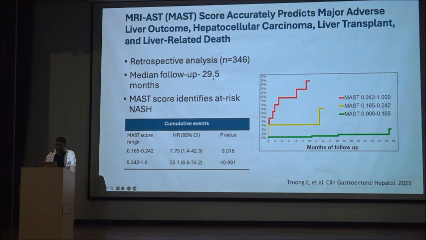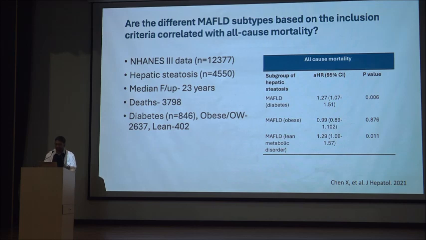In this retrospective analysis of 346 patients with median follow-up of up to 29 months, based on the previous study, they have categorized the MAST score range of less than 0.16, which rules out, and more than 0.24, which rules in. And they found that with MAST score of more than 0.24, the cumulative event is significantly higher as compared to the MAST score which is within 0 to 0.65.